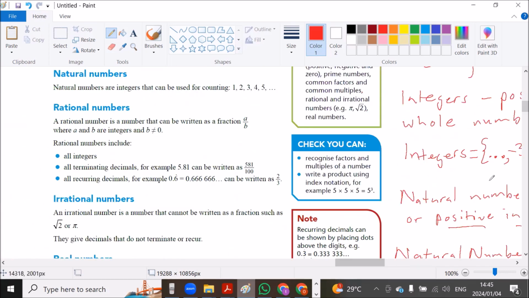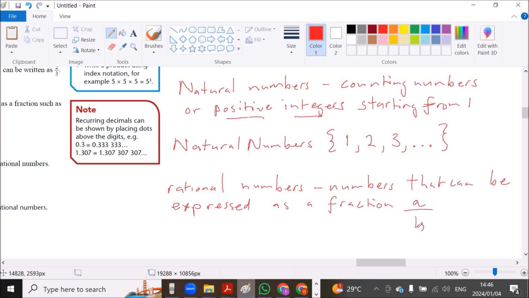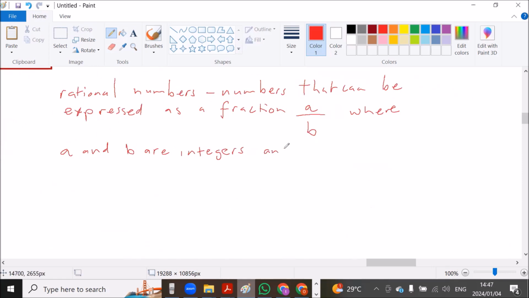Now let's move on to rational numbers. A rational number is a number that can be written as a fraction, a over b, where a and b are integers and b is not equal to 0. Rational numbers, these are numbers that can be expressed as a fraction, a over b, where a and b are integers and b is not equal to 0. So that's how we write it. B is not equal to 0.